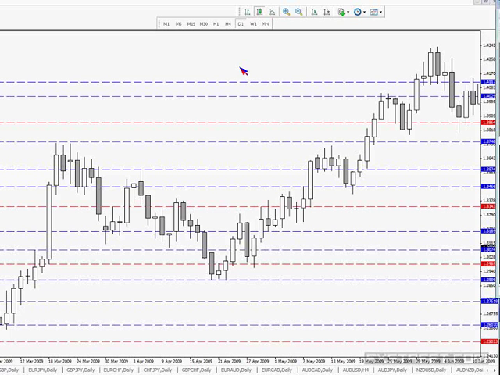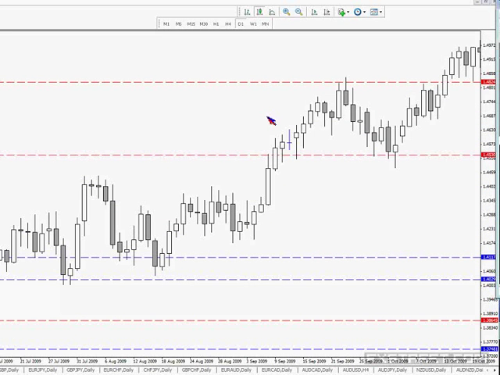Harley says, if you don't use other technical indicators, how much importance do you give to the candles? Well, the candles are very important. Harley, for me, it's all about the candles. I mean, when you think about it, it sort of makes sense.